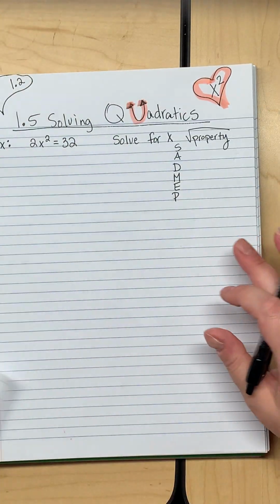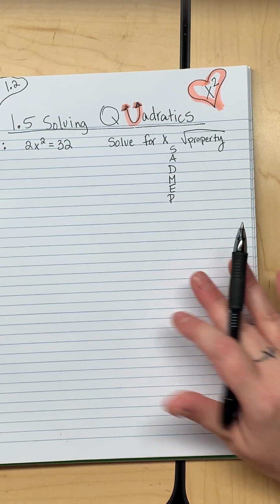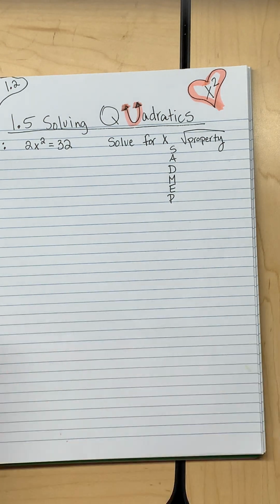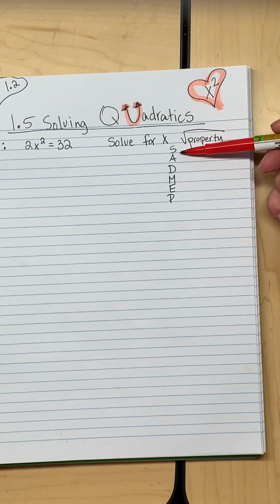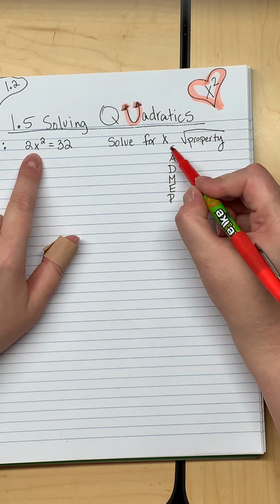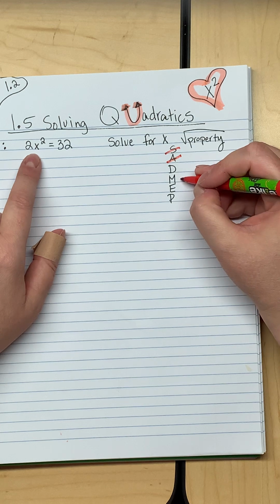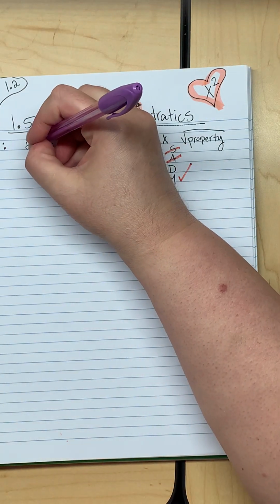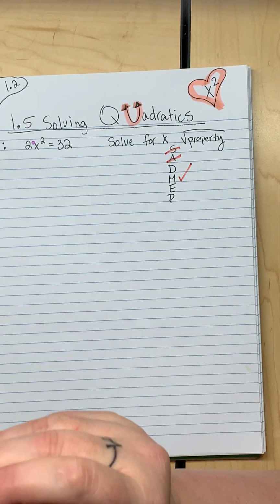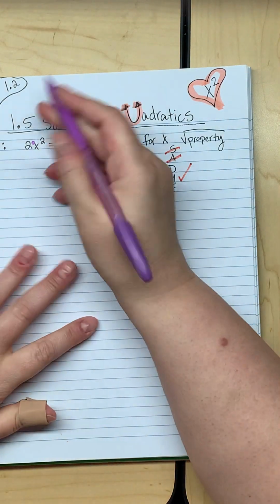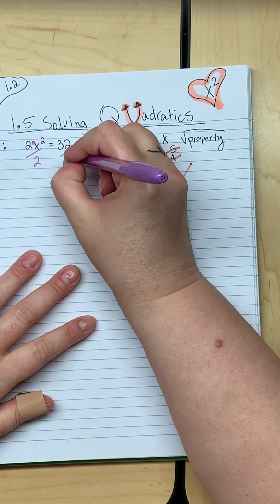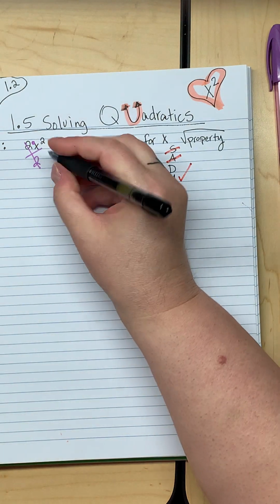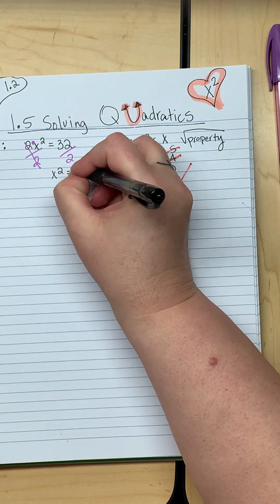So let's do this example. It says 2x squared equals 32, and we're going to solve using the square root property. Well, first, I see if there's any subtraction or addition, and there ain't. So next, it's time to DM. DM means divide or multiply. So right now, this big fat 2 is multiplying, and to get rid of multiply, we divide. And when we divide, we get x squared equals 16.